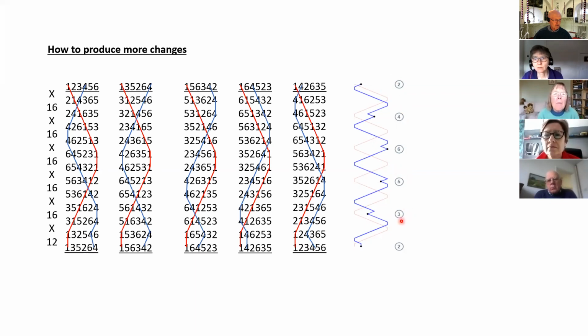2, 4, 6, 5, 3. If somebody says, Helen, can you ring plain bob minor? Can you ring the second? That's where you'd start. And once you've learnt the method, you'll weave your way down through this line and you get back to the start again. Yes, I can see how that's gone.